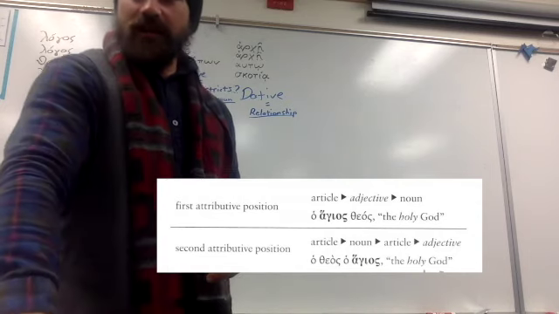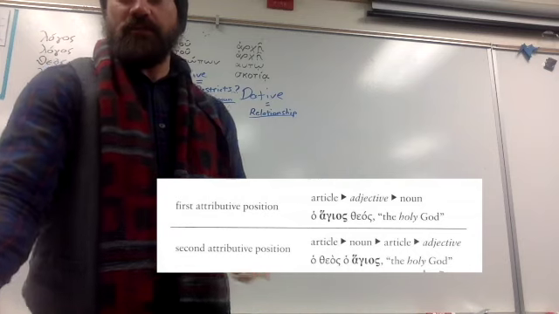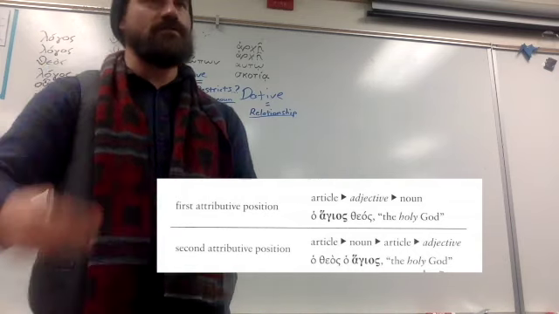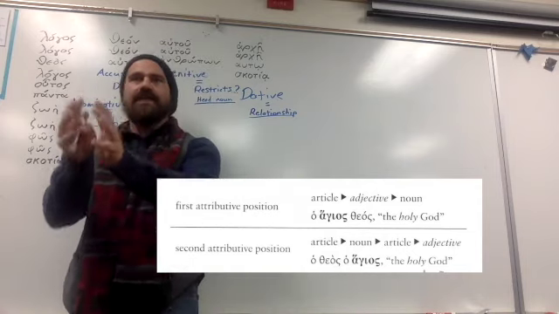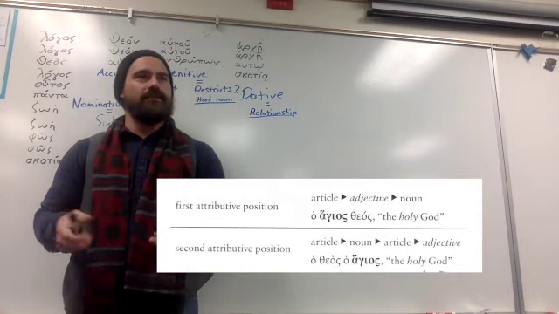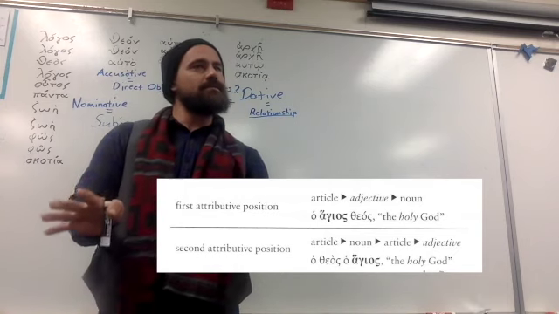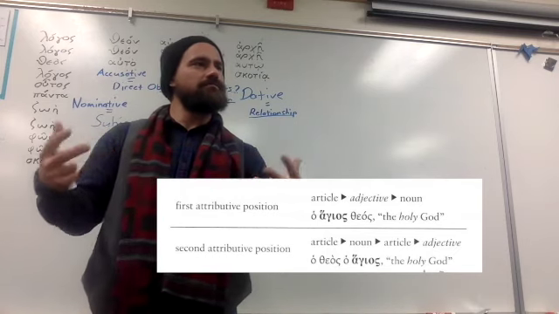Even in the bottom one, what we call the second attributive position, the noun has an article, but so does the adjective. So the adjective has an article. So the adjective noun. Because that's good English. You don't do the noun, the adjective. Does that make sense? Does that kind of assist?